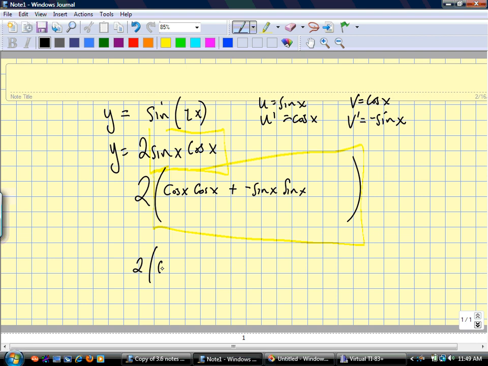Hey, looky, cos squared minus sine squared, cos 2x. Double angle identity again, going the other way. Double angle identities, kids. That's actually the justification. That's actually how you prove that the derivative of sine 2x is 2 cos 2x. You need a double angle identity to do it. Actually, you need both double angle.